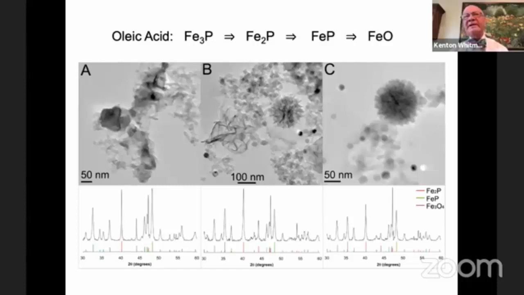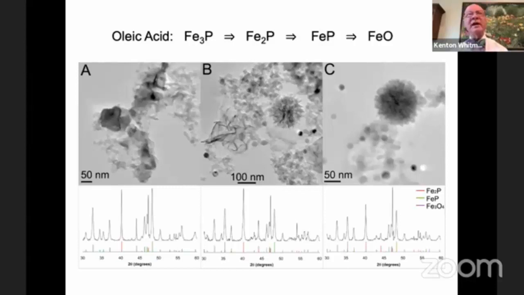And that is expected because if you have oleic acid and you react it with these metal phosphides, ultimately what you're making is an iron carboxylate, and iron carboxylates are known under different circumstances to decompose to iron oxide nanoparticles. So this all made a lot of sense, but it was disappointing to us because we didn't get the right stoichiometry of the material that we wanted.